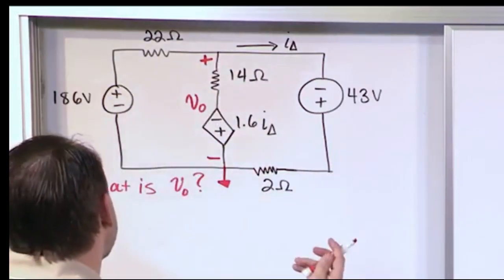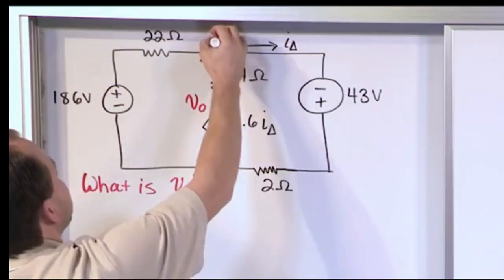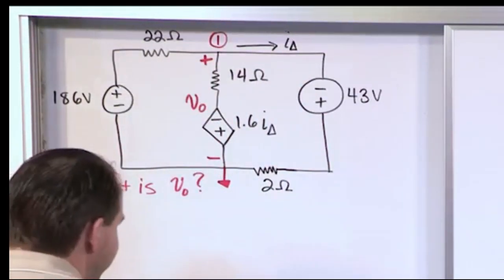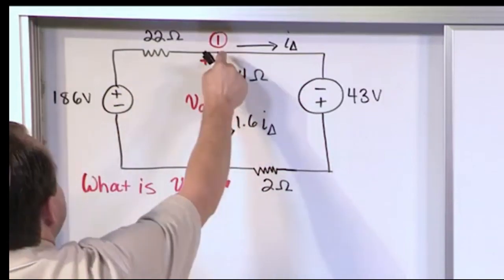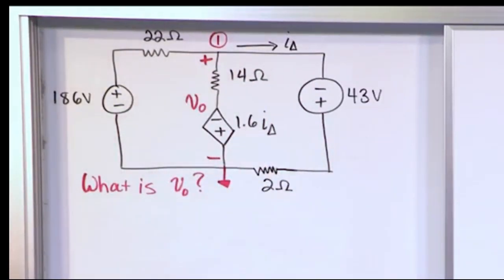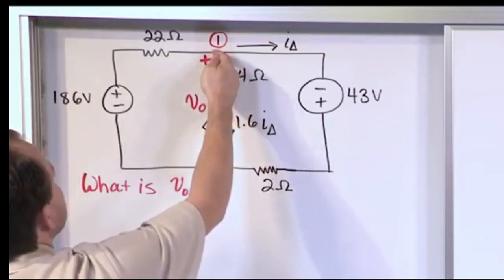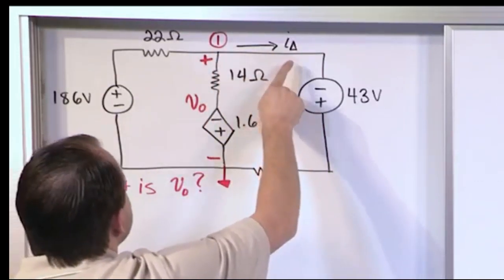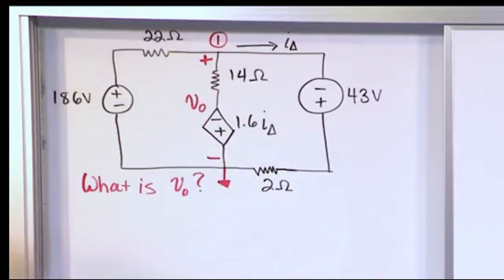Now, there's only one node, but just for completeness, I'm going to put number 1 up here. This is node 1 that we care about. Let's write the node voltage equation at this node, just like we would do for any other problem. We're trying to figure out the current leaving this node going this direction, the current coming down here, and the current going this direction, and we're going to basically sum them up. This is exactly what we've been doing all along. So the node voltage at node 1.